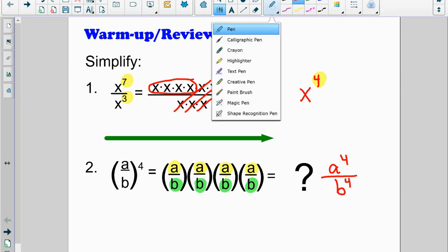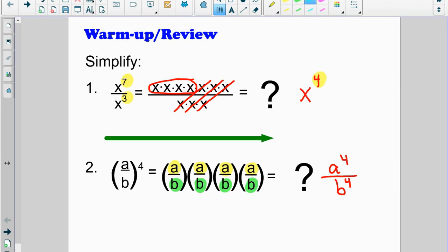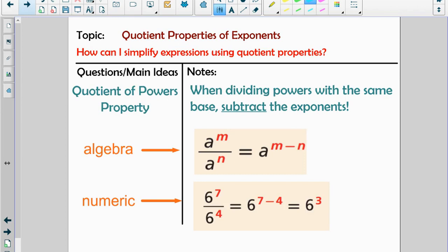So I want you to think about, going back to the beginning, what did we do with that exponent and how did we apply it in our answer? And that's going to help us with our property today, which really is just explaining that shortcut of what always will happen. So let's look at our quotient properties of exponents lesson.